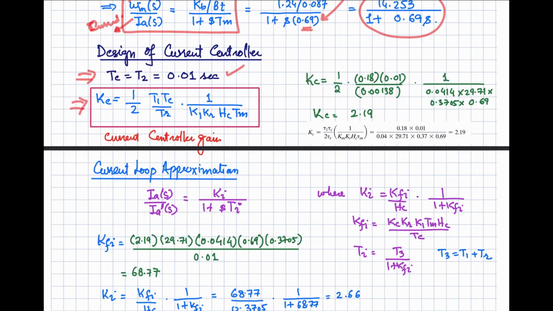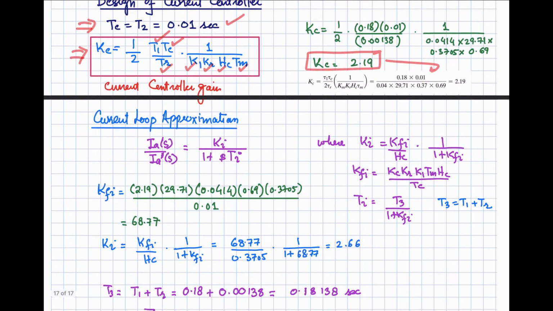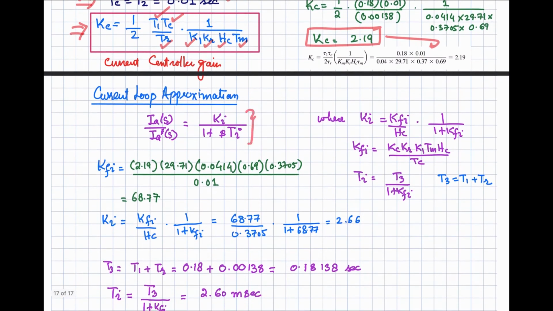The gain will be equal to 1 by 2 into T1 Tc by Tr divided by 1 over K1 Kr Hc into Tm. Okay, so if you look at all of these, we have calculated T1, we know about Tc, we know about Tr, K1 is also calculated, Kr is there, H is known, Tm is there. So with that you can find out Kc using this expression, right? Okay, so now approximating that current loop with the first order transfer function that we have discussed earlier.